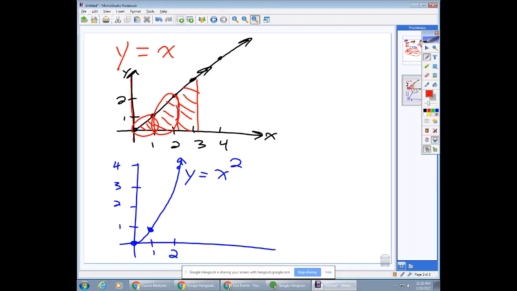Where things get more interesting is when we try to find the area where part of it is curved, right? Off the top of your head, do you remember any area formulas that have to do with curved shapes?